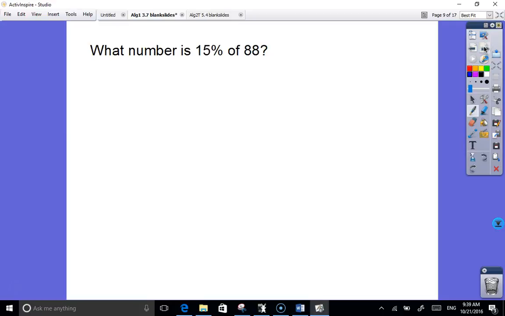Yeah. Okay, so now here's a different kind of problem, right? Now they're telling us the percent, and we're supposed to find the missing piece. So what number is 15% of 88? Is the 88 the part or the whole? It's the whole, right? So we should set it up as A divided by the whole equals 15 divided by 100.